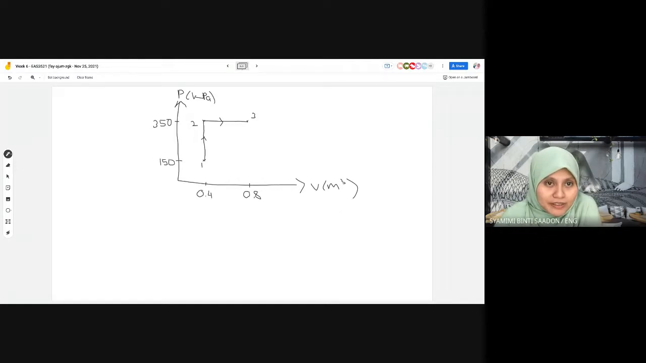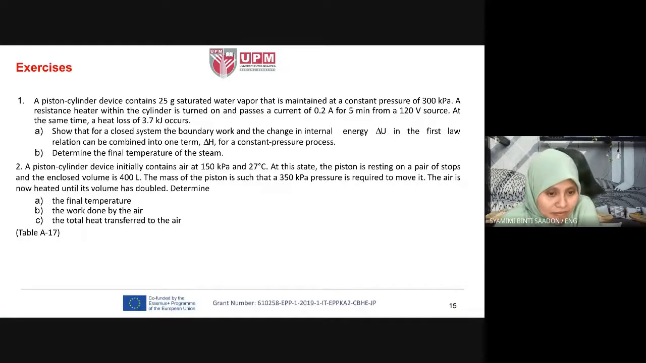So we calculate first the final temperature. Second, the work done. And the third is the total heat transfer. For the total heat transfer, you use the energy balance equation. For A and B, you don't actually need the energy balance yet.